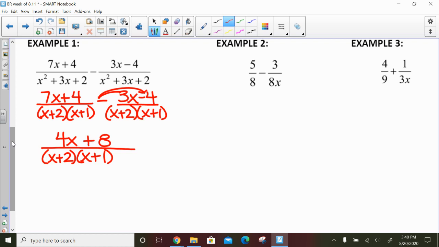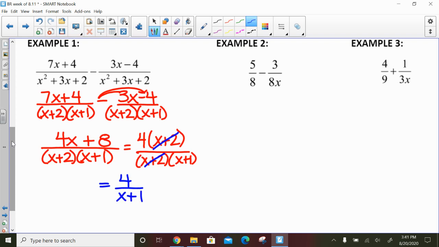So now that I've combined the tops, I can just write it over 1. Okay, and then if you can factor the top, you will factor the top to see if anything will cancel. So I can factor out a 4 on the top. Okay, and then yes, I have x plus 2's that can now cancel. And my final answer here will be 4 over x plus 1.